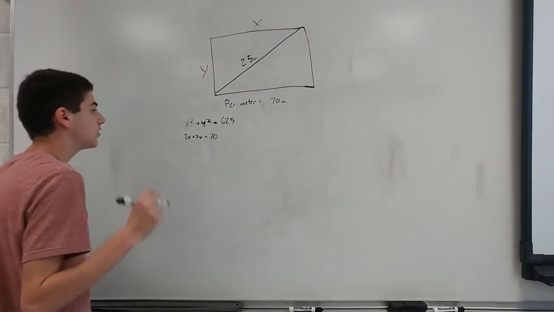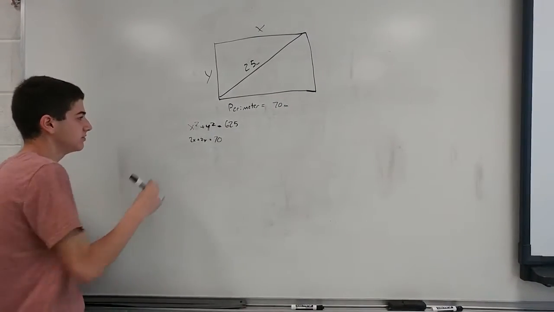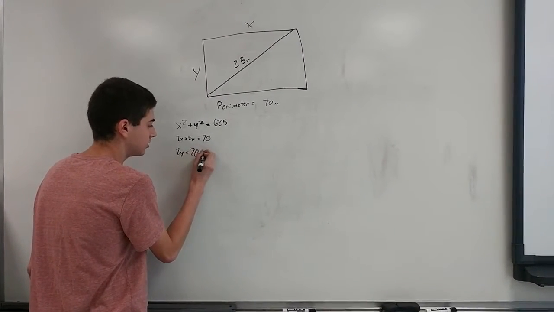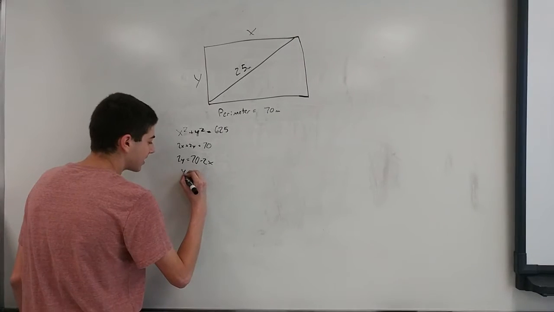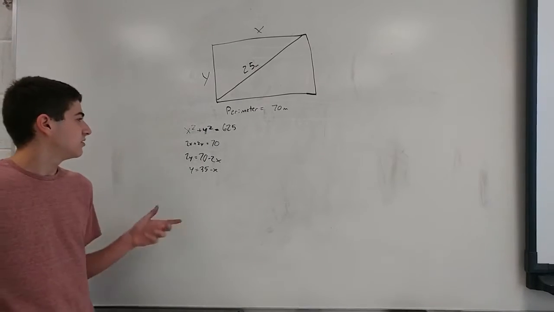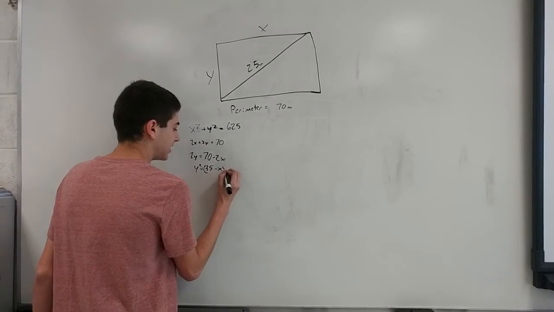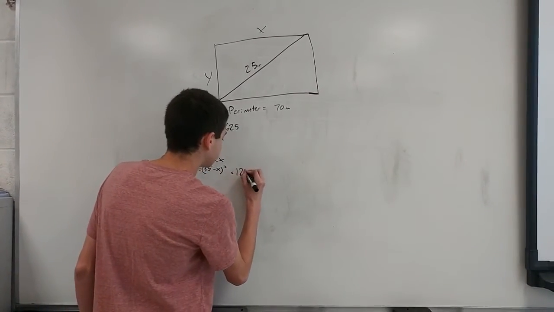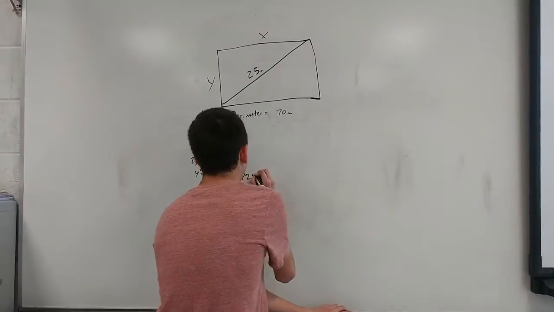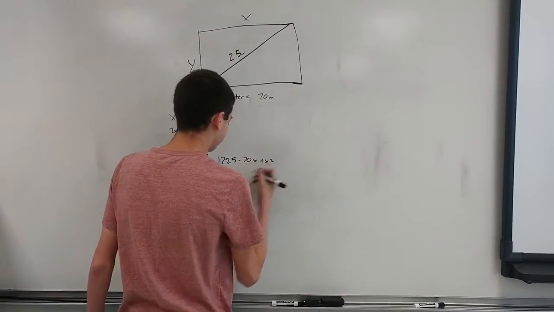To do this, we should first solve for y in this equation and then substitute it into this equation. So let's do that by first bringing 2y onto one side and 70 minus 2x on the other, and simplifying so we get y by itself. After we have this, we can substitute it into this equation by squaring both sides, having y squared equals 35 minus x squared, or 1,225 minus 70x plus x squared.